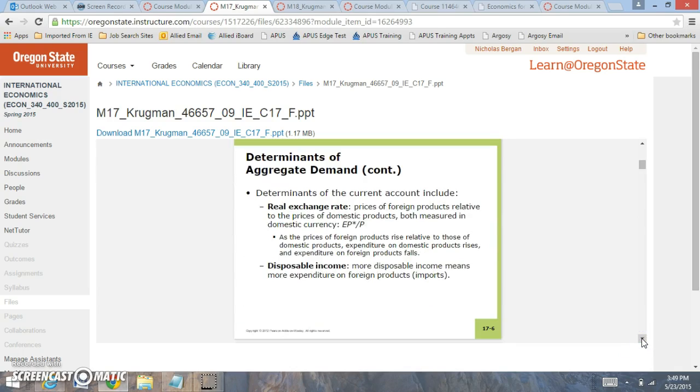One of the other determinants when we look at aggregate demand is changes and fluctuations in the currency. When the currency fluctuates, this will bring about changes in both business and consumer expectations.